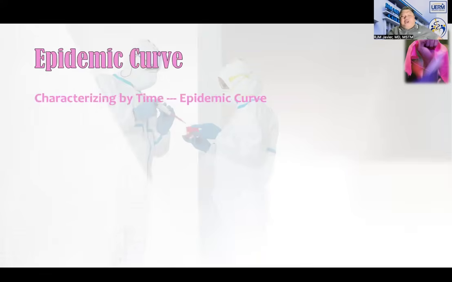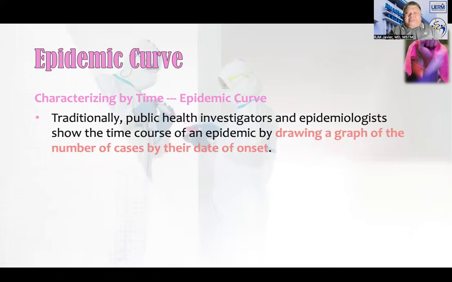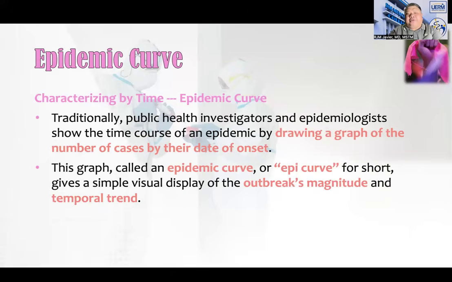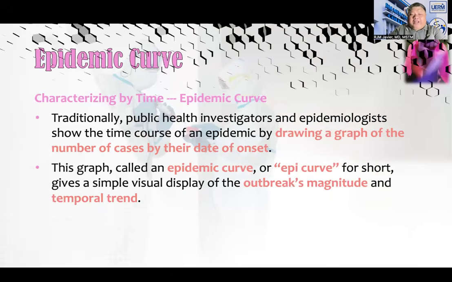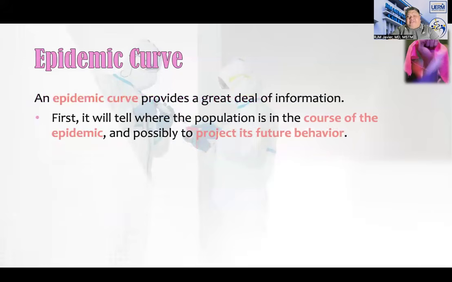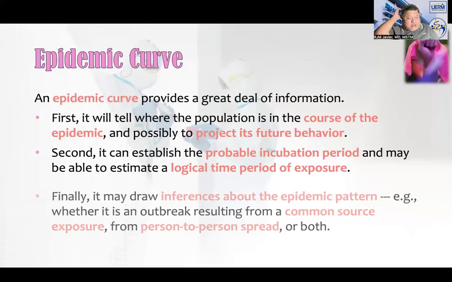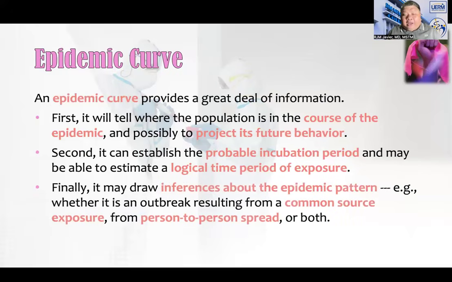So one of the things that we use when we try to characterize the epidemic according to time variables will be the epidemic curve. Traditionally, public health investigators and epidemiologists show the time course of an epidemic by showing a graph of the number of cases by their date of onset. This graph, which we call your epi curve, is a visual display of the outbreak's magnitude and temporal trend. The epidemic curve provides information on the course of the epidemic and possibly helps project its future behavior. It can be utilized to establish the probable incubation period and identify or estimate the logical time period of exposure. And lastly, it may draw inferences about the epidemic pattern. For example, are we dealing with a common source exposure, or is there person to person transmission, or both?